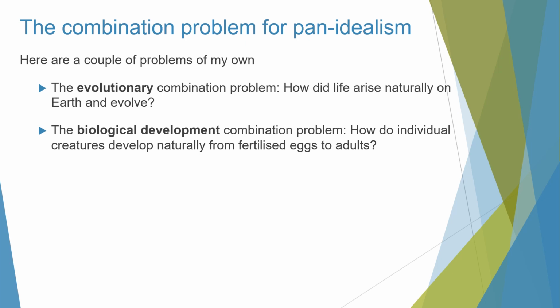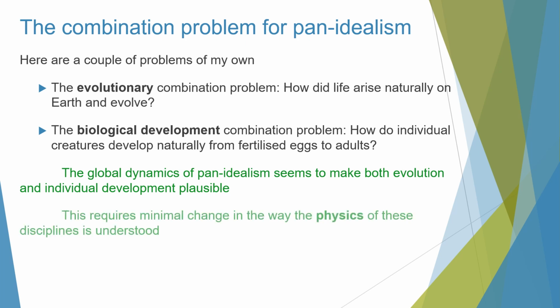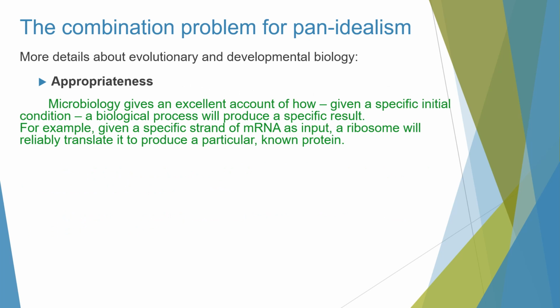mind. My point here is to explain these problems naturalistically when we include mind, that is to say, in terms of Pan-Idealism. The global dynamics of Pan-Idealism seems to make both evolution and individual development plausible. This requires minimal change in the way the physics of these disciplines is understood. The only requirement is an objective collapse interpretation of quantum mechanics. Here are some more details about evolutionary and developmental biology. The first topic is appropriateness.